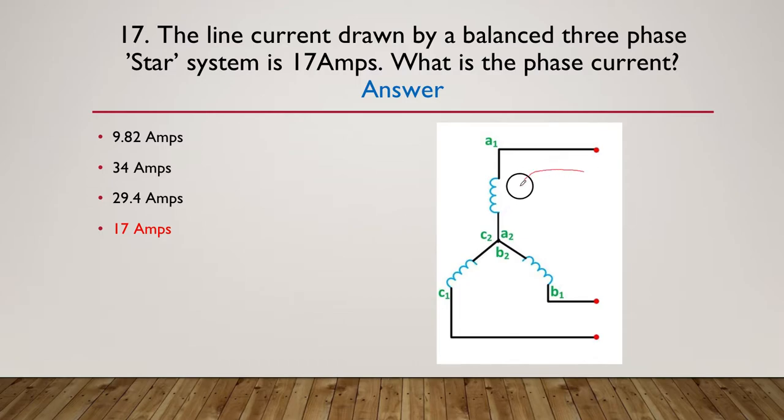So again, here's our current, and if the line current is 17 amps here, it's also 17 amps here. I think I may have mentioned a √3 relationship as I started the slide, but that is incorrect. So 17 amps at the line, 17 amps all the way through when we're talking about a star connected system.